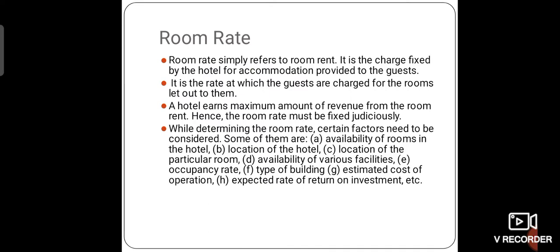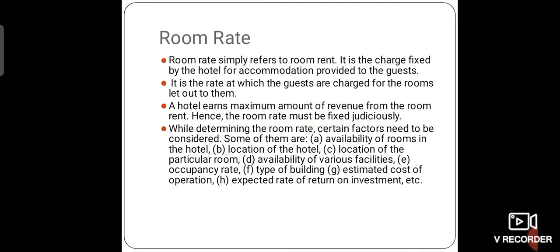Okay, the amount charged for each room, that is a room rate. It is a charge fixed by the hotel for accommodation provided to the guest. It is the rate at which guests are charged for the rooms let out to them. A hotel earns maximum amount of revenue from the room rent. Hence, the room rate must be fixed judiciously.